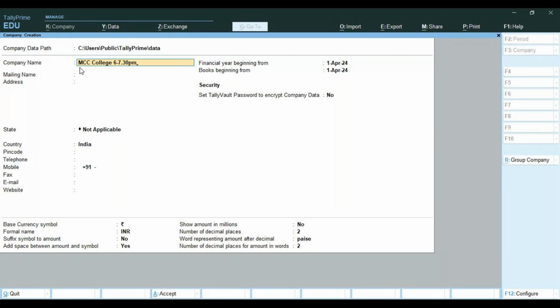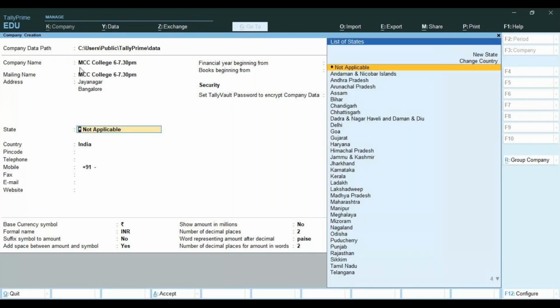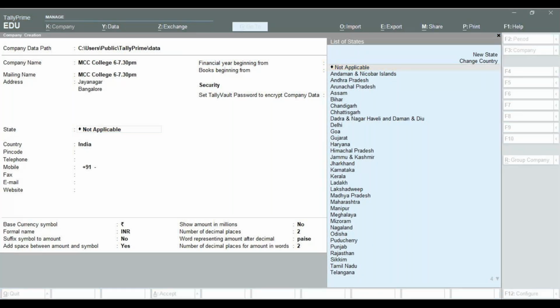Okay, mailing name will be the same as company name, give an address. Okay, and then when you click on this... Excuse me, ma'am. Yes, what will be the mail name? Same name, company name and mailing name will be the same. Okay, ma'am.